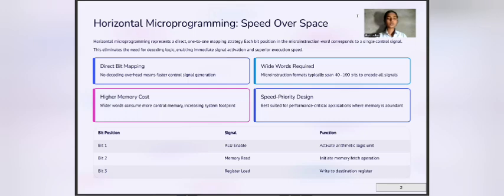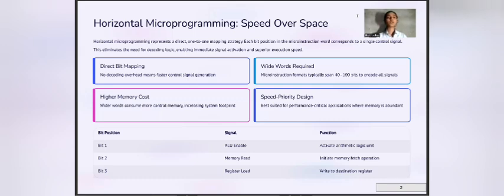It has direct bit mapping, which means no decoding overhead and faster control signal generation. It also has wide words required, which means micro instruction formats typically span 40 to 100 bits to encode all signals. It has higher memory cost, because wider words consume more control memory, increasing system footprint. It also has a speed priority design, best suited for performance-critical applications where memory is abundant.